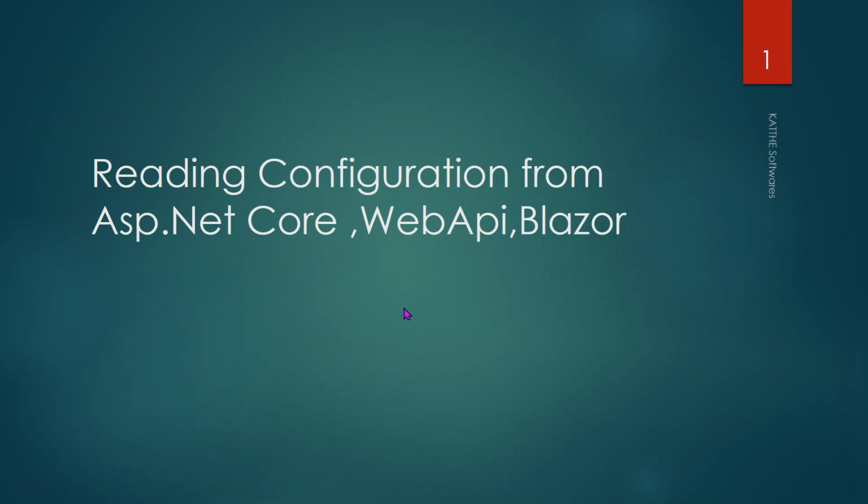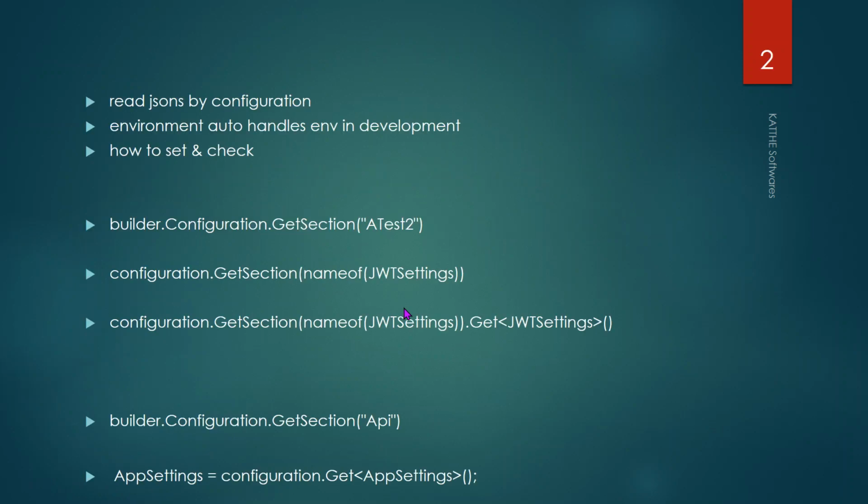Almost all the latest framework versions, probably from .NET Core whenever it started. Before it also it was there. Anyhow, now it's already .NET 8. So let me go with the points. We can read the JSONs, I mean the appsettings.json. That's called the configurations in all the projects.